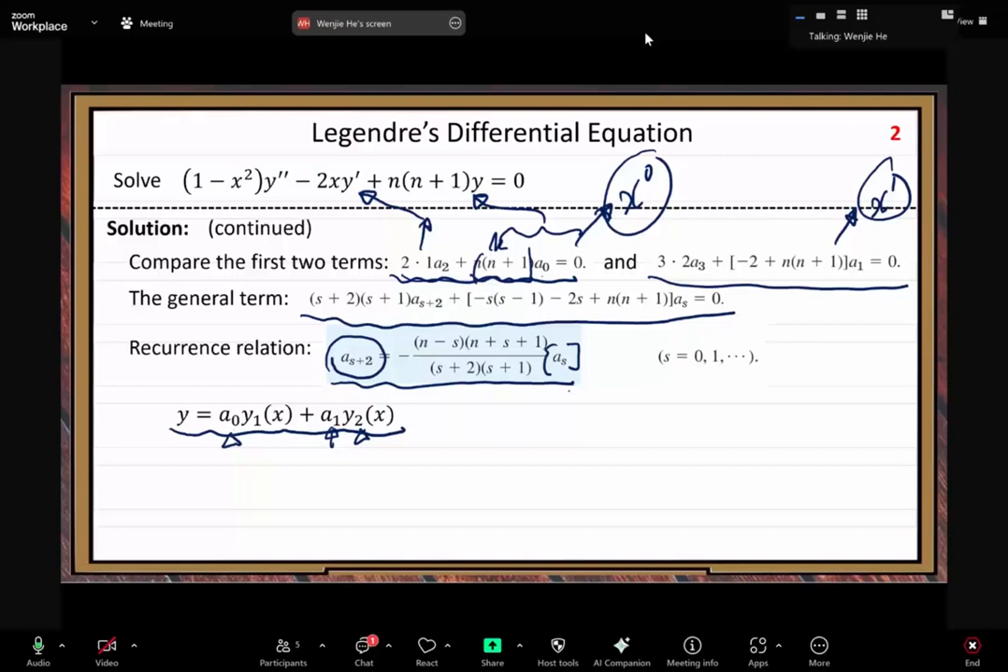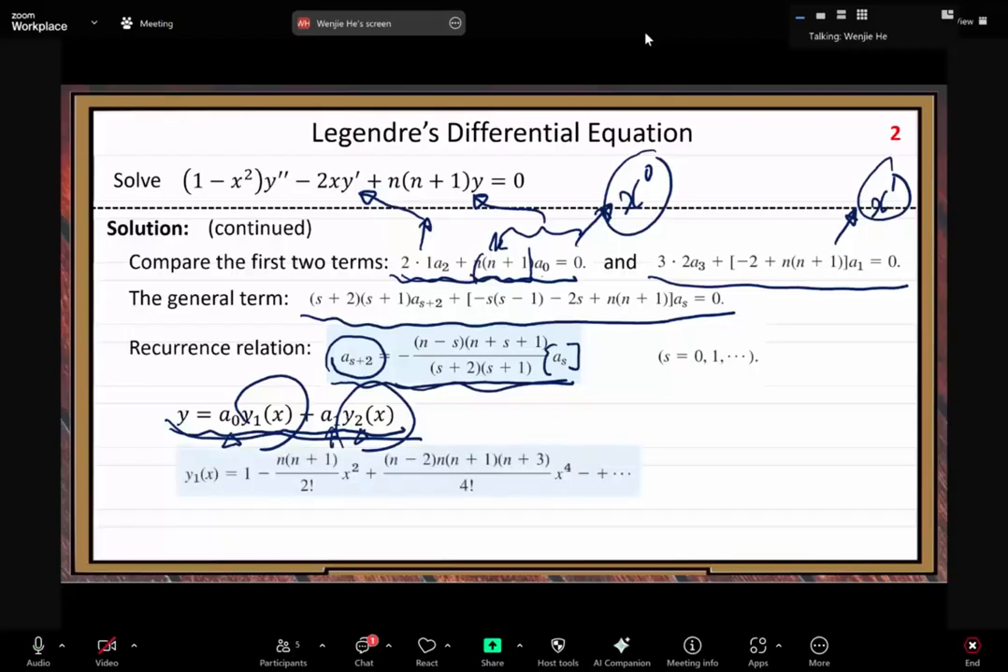Because for even terms you can use this recurrence relation, and for odd terms you can also use the recurrence relation. So that's for some convenience. You do not have to use this way, but if you do, it is a little better, because you have a relatively simple representation. y1 you can write explicitly, and y2 you can also write out explicitly.